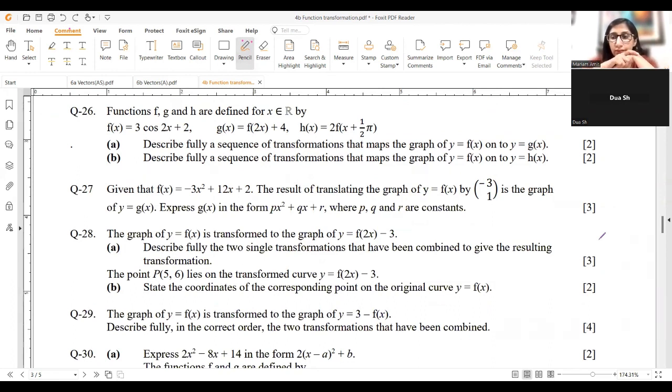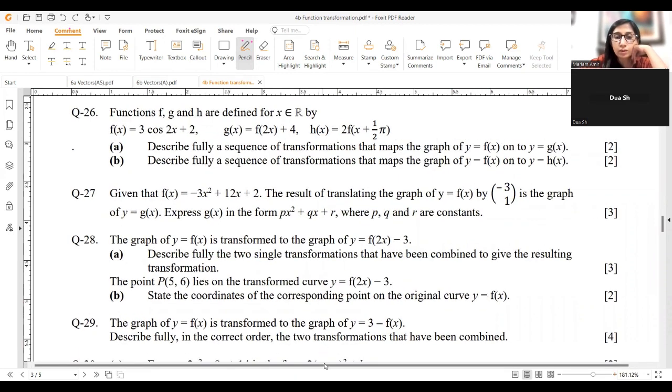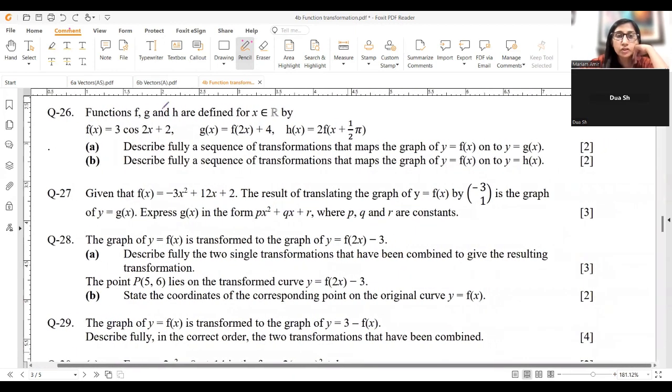Question 26. Slightly zoom this in. So in 26, it says functions f, g and h are defined for all real values of x by this, and this. Let's not go into details yet. Describe fully a single transformation that maps f(x) onto g(x). Okay, now you tell me what's happening here.